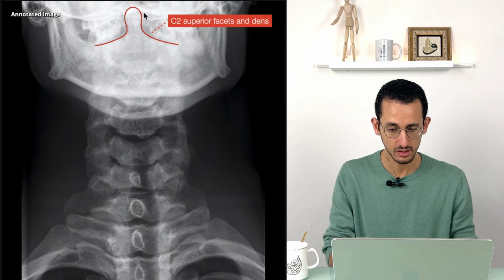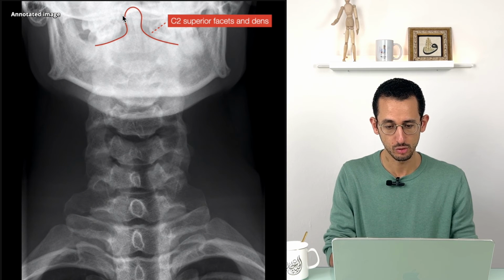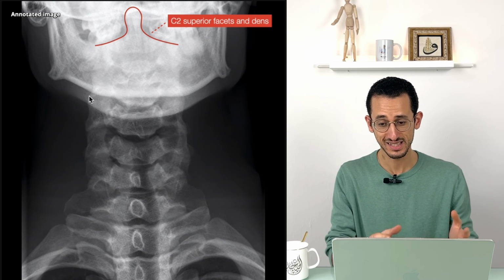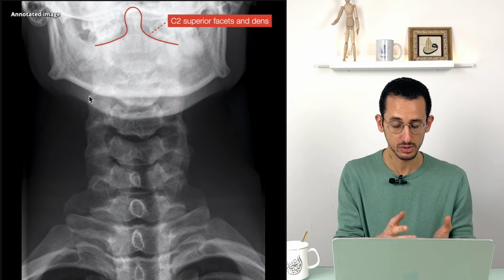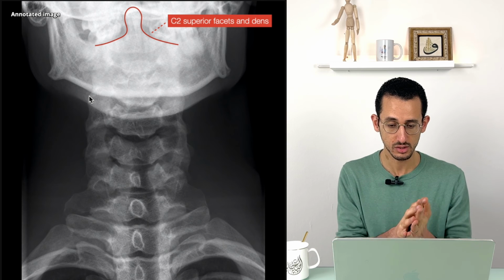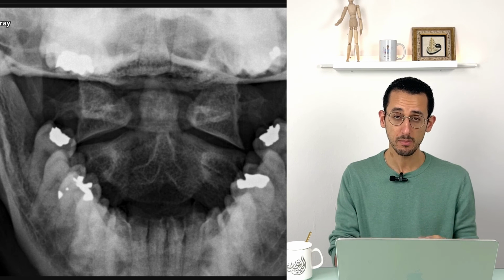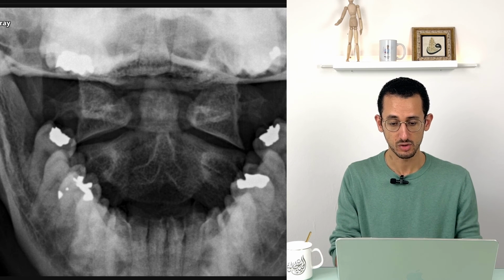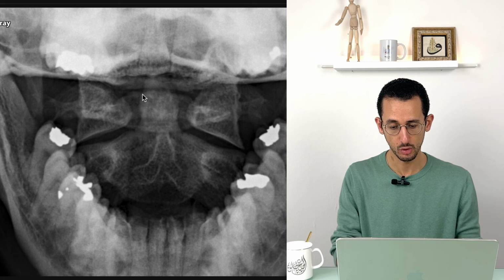Here you can see the projection of the odontoid peg, which is better seen in an open mouth view, because here we cannot appreciate this at all. That's why you need to get an open mouth view. This is an open mouth view of the cervical spine, where you can appreciate C2 and part of C1. Here, this is the C2 odontoid process, and this is the body of C2. Here we can see the C1-C2 articular facet.